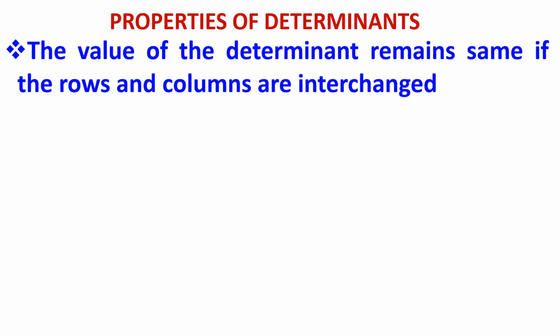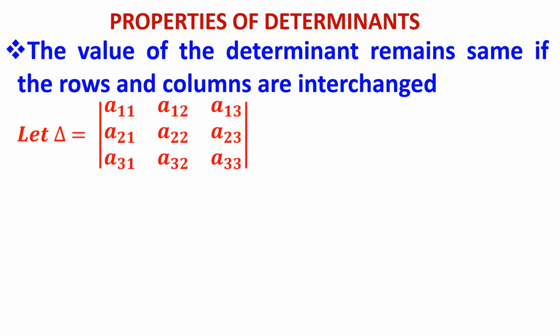Let us see the properties. First property: the value of the determinant remains the same if the rows and columns are interchanged. Be careful, rows and columns, all of them should be interchanged. Have you seen in matrices, what is the name of this, when rows and columns are interchanged? Okay, you know that it is actually called the transpose. All the rows and columns are to be interchanged. The meaning is rows to be changed into columns, columns to be changed into rows.